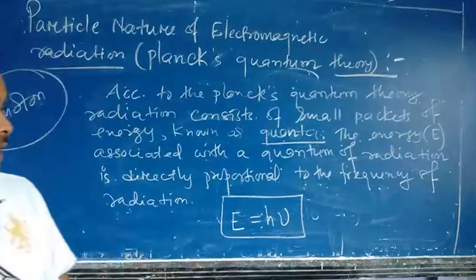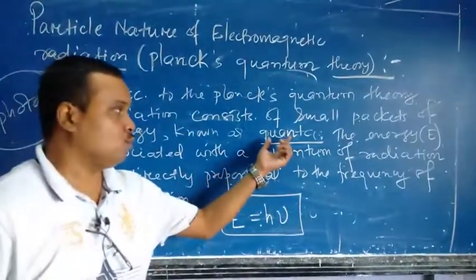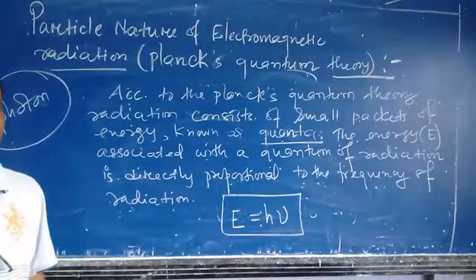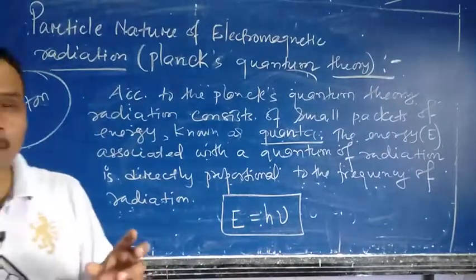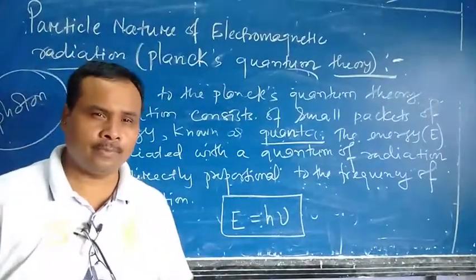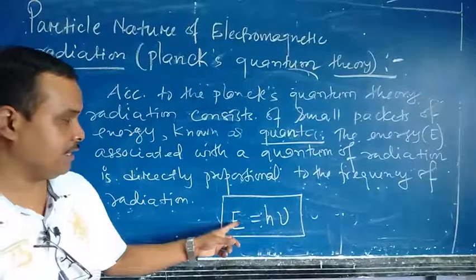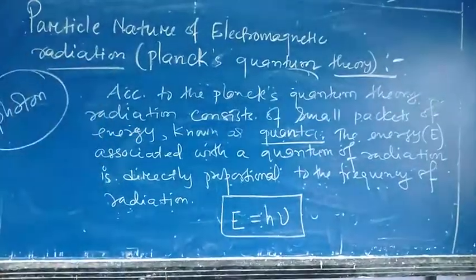So in case of light, these quanta are known as photons. So to calculate the energy of a photon, you have to use this relation, E equal to h nu.